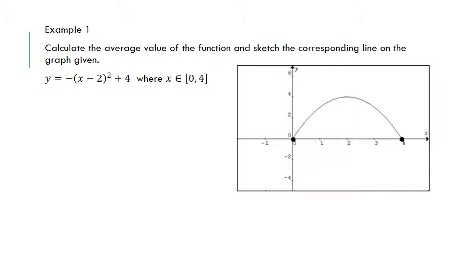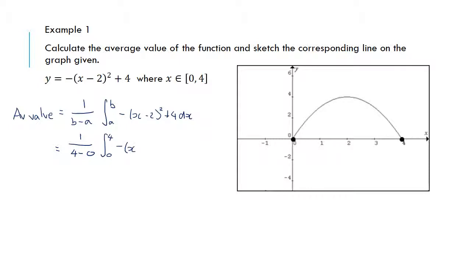So here we want to calculate the average value of the function and sketch the corresponding line on the graph. As long as we know our formula, it's quite easy. Our formula, average value, was 1 over b minus a, the integral from a to b of negative x minus 2 squared plus 4 dx. If I substitute values into this, I will get 1 over, b is my bigger value, we're going over the interval from 0 to 4, and we put our smaller value at the bottom terminal and our larger value at the top, and we have our particular function here.